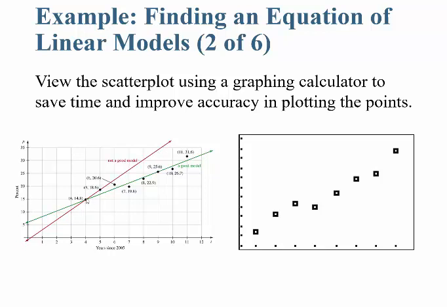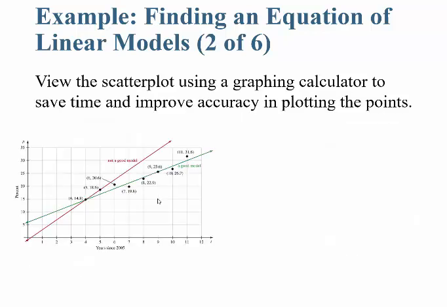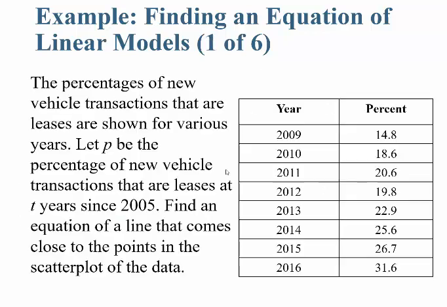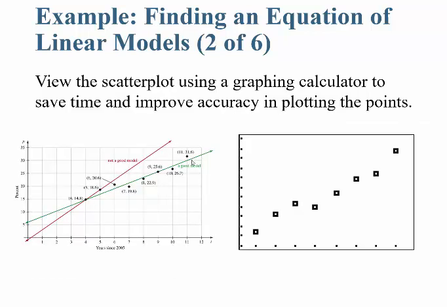But when I pick the line that goes through this point here, 4, 14.8, so basically the 2009 starting point, and then the next one here, 9, 25.6, which is over here in 2014, we see that that line actually does a pretty good job modeling the data. So basically what we're seeing here is that for some reason, since 2005, the percentage of car sales that are leases has just gone up, and it's gone up in kind of a linear fashion.